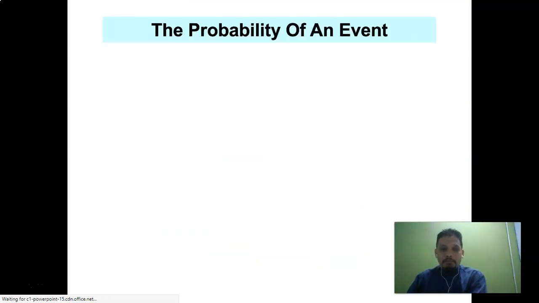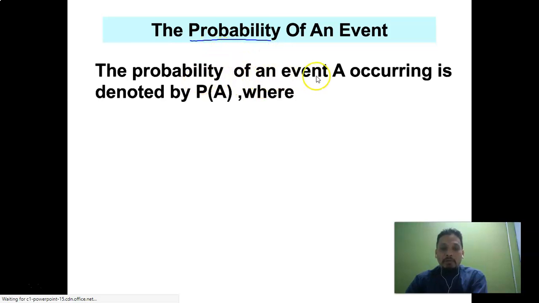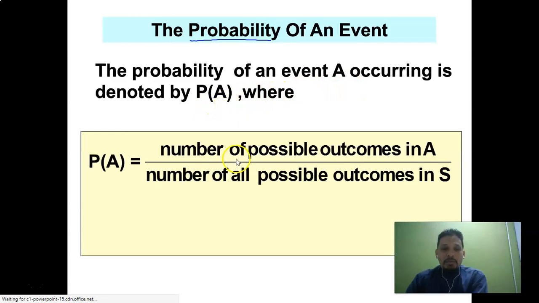The probability of event. So now we'll get into the topic of probability. The probability of an event occurring is denoted by P(A), where the probability of A is the number of possible outcomes divided by the number of all possible outcomes in S.